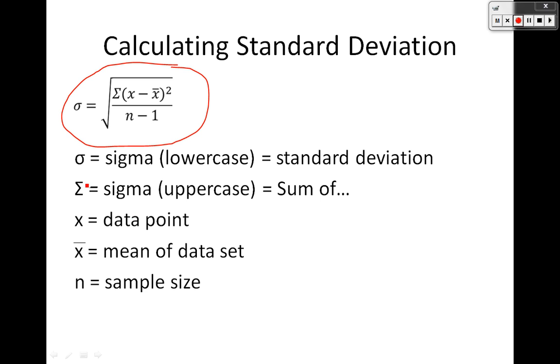Uppercase sigma, which is this kind of E-like thing, means the sum of. So you add up a bunch of stuff. And that's true in any equation you'll ever see, uppercase sigma. X is simply a data point. So that's like trial 1, trial 2. X with a line over it is the mean of the data set. And so that's what we calculated as the average. And N is the sample size. And N is always sample size.